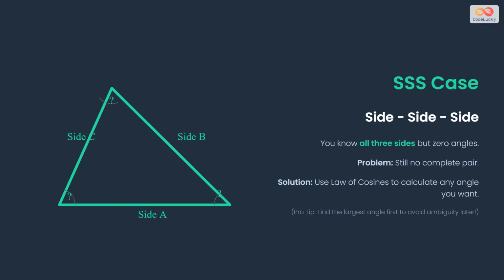The second scenario where you lack a complete pair is side-side-side. You know the lengths of all three sides, but have zero information about the angles. Again, without an angle-side pair, the law of sines fails. The law of cosines is the only path forward here. You can rearrange the formula to solve for any of the three angles. A pro tip is to find the largest angle first to avoid potential ambiguity issues later.